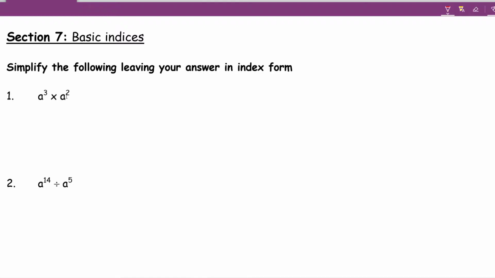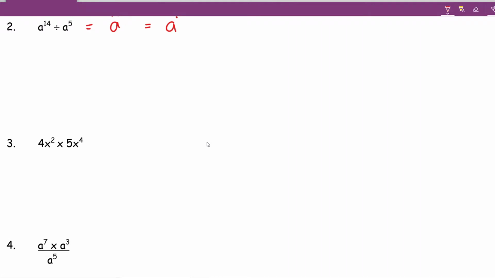So a cubed times a squared. When you multiply, we simply add the powers, 3 plus 2, which will equal a to the power 5. Okay, when we divide and the base is the same, we subtract the powers, so it would be 14 subtract 5, which will give me a to the power 9. Okay, very simple so far.